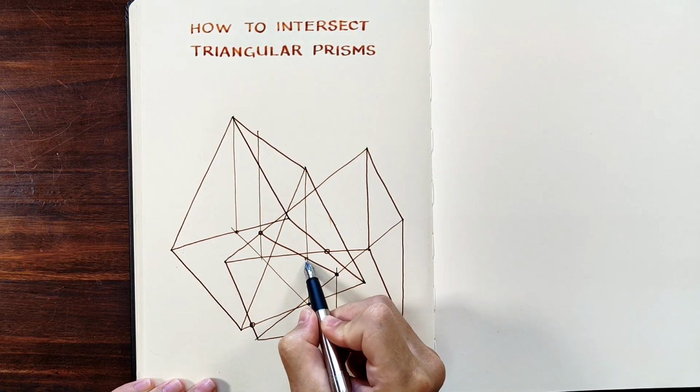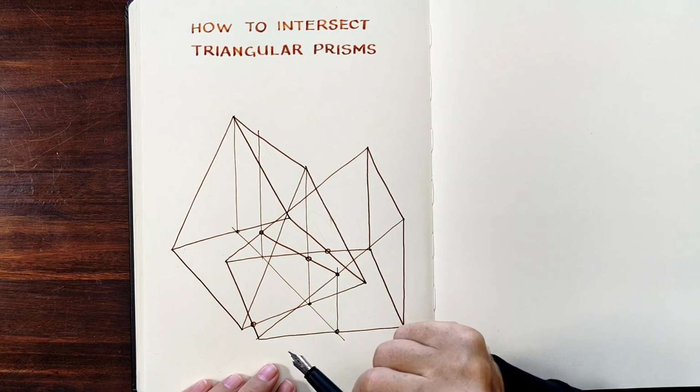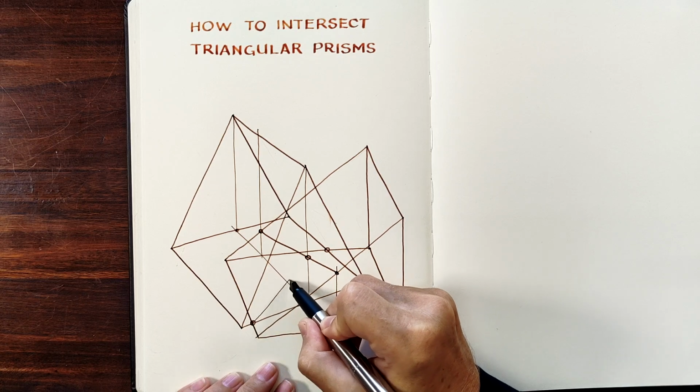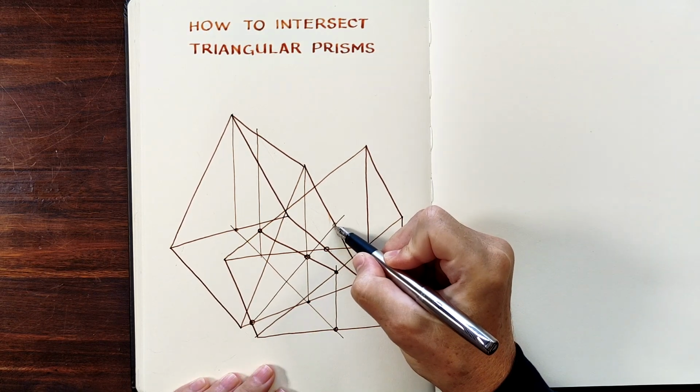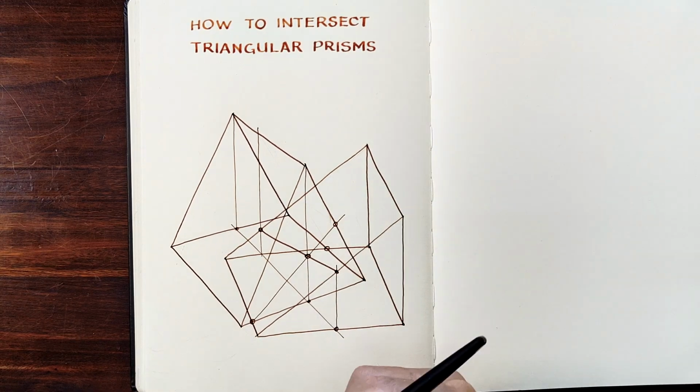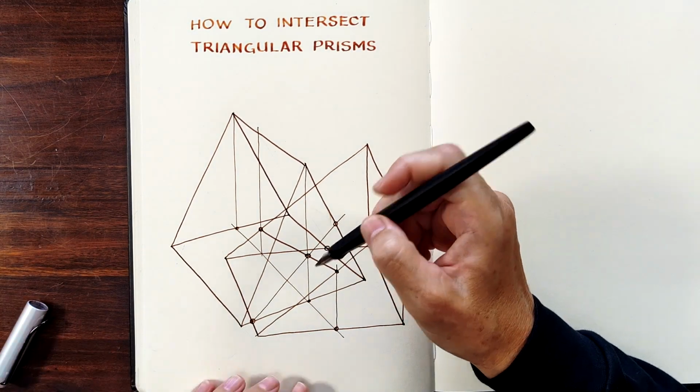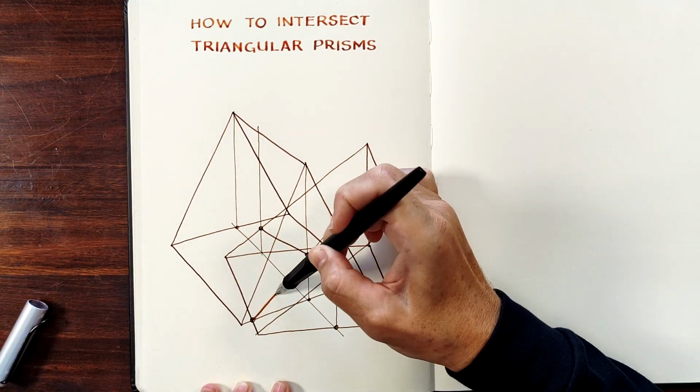This virtual line crosses the vertical line depicted earlier. This cross point belongs to both prisms and can be used to build the first intersection line. I can highlight this line with a thicker stroke.